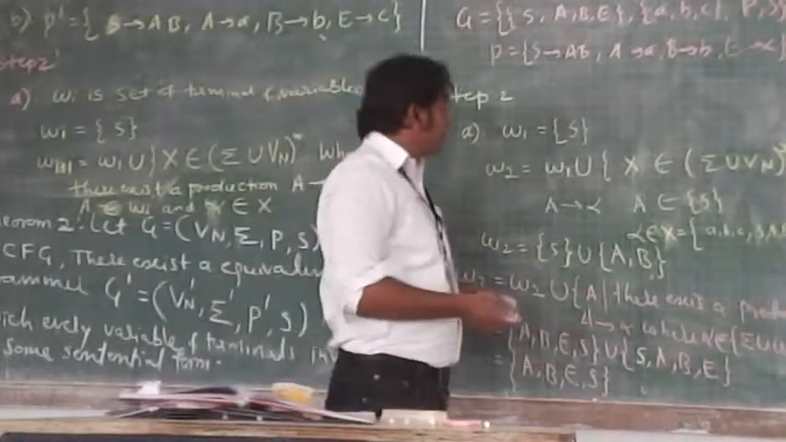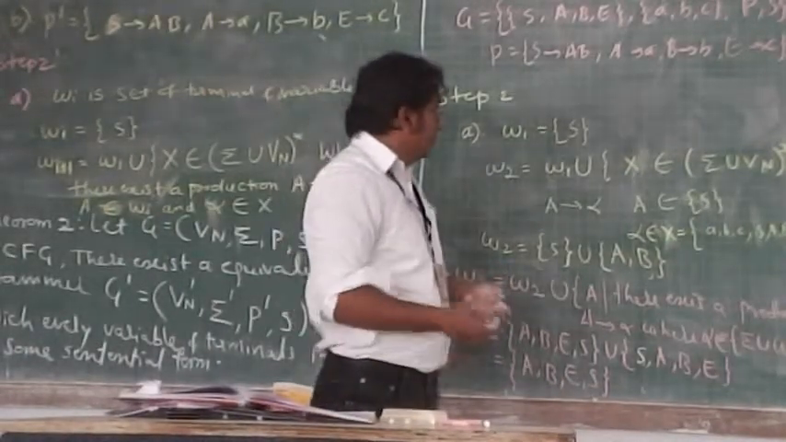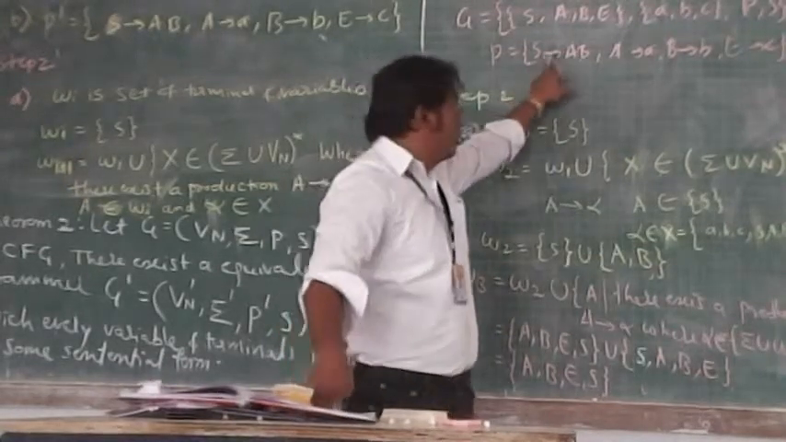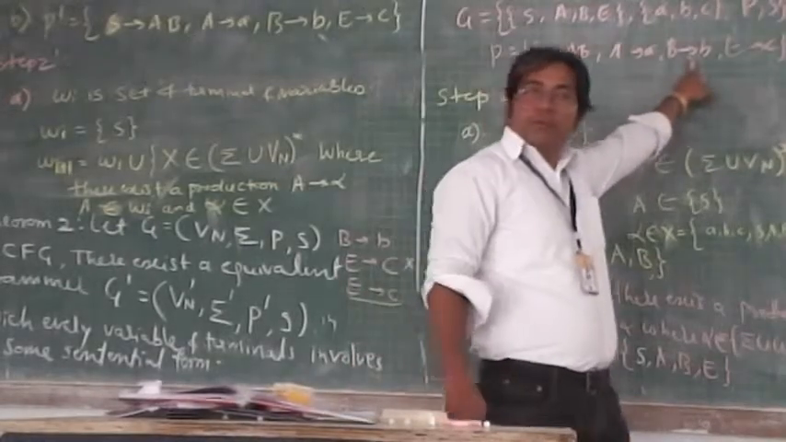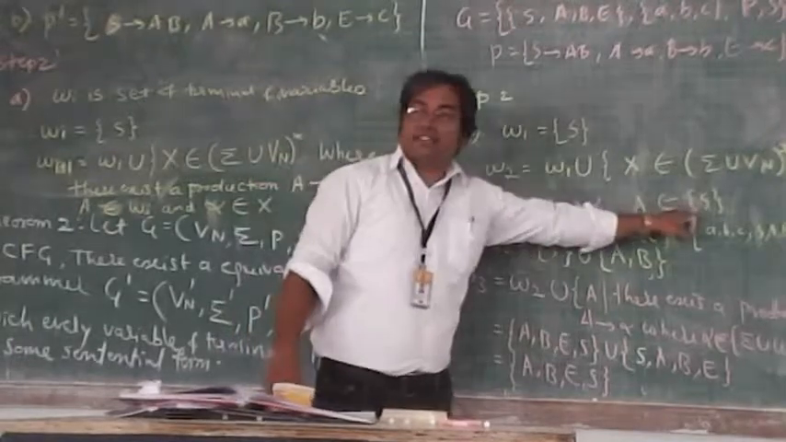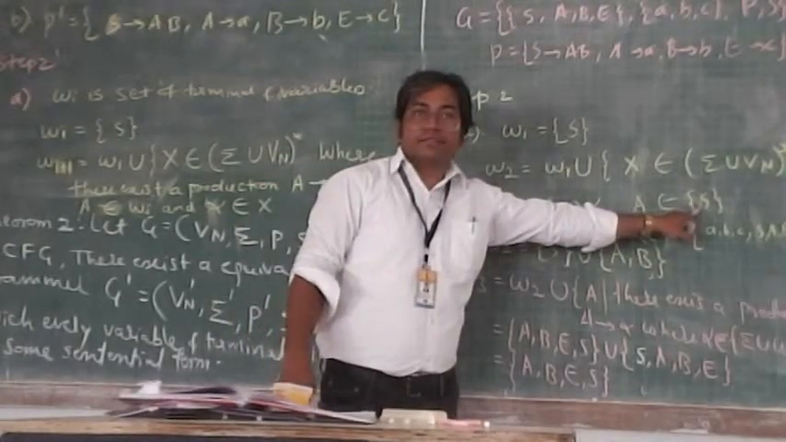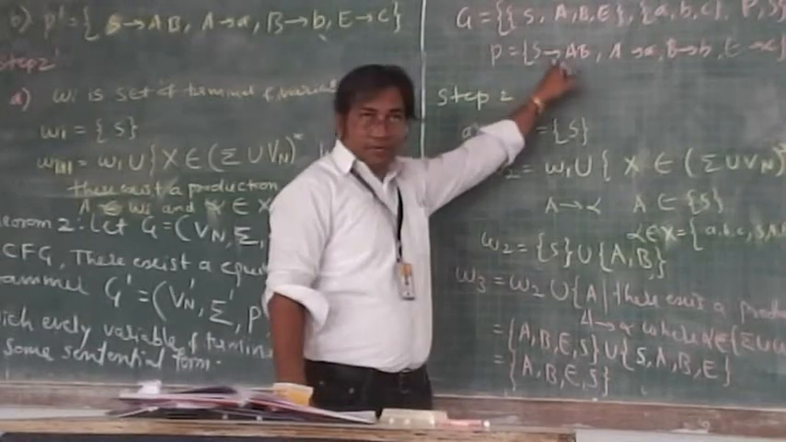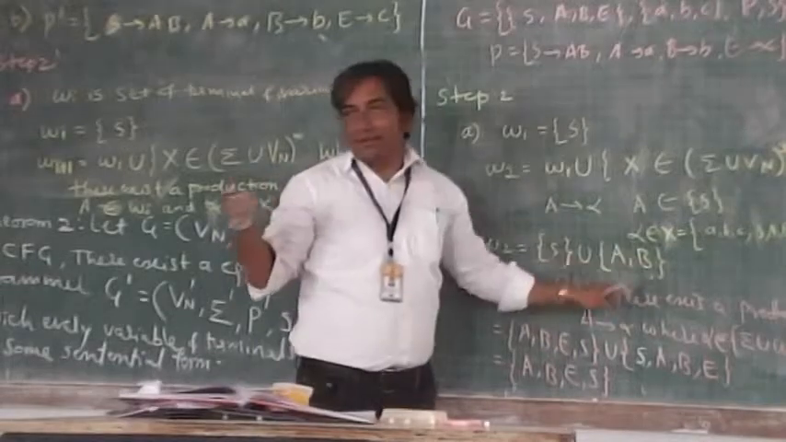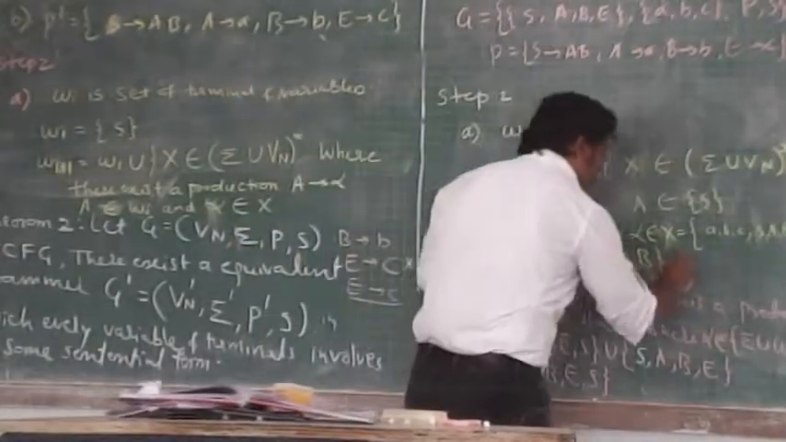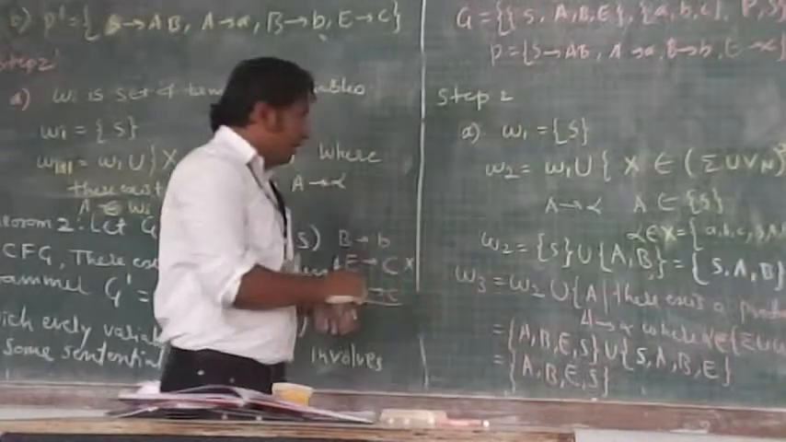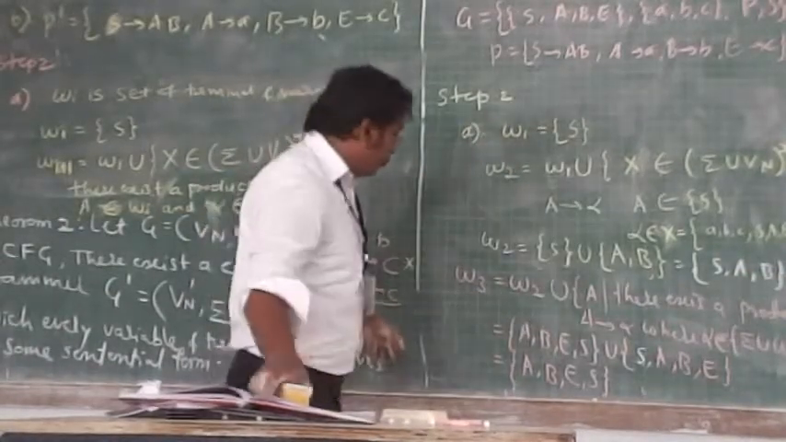Further, you need not go to the next production, because it is said A belongs to S only. That is why you are considering only the S production. Because of this production, what further variables did we receive? A and B. Now we got W2 equal to S, A, B. Okay? Further we need to calculate W2.